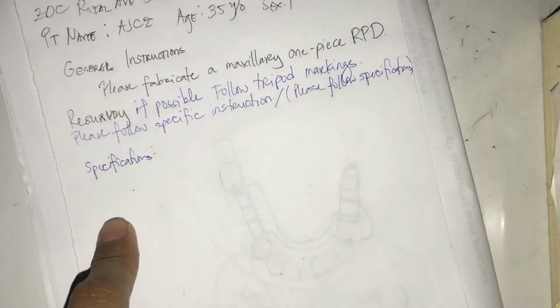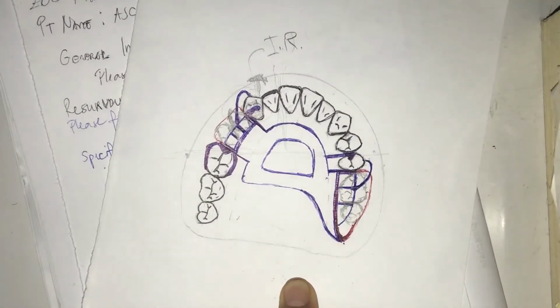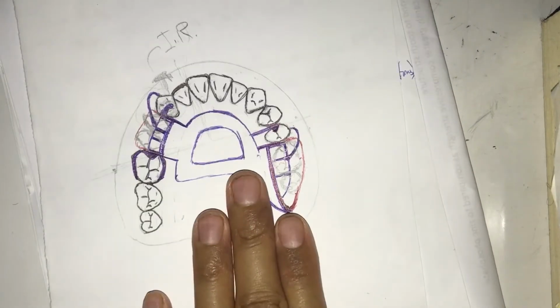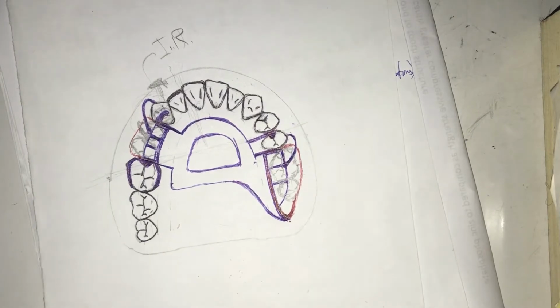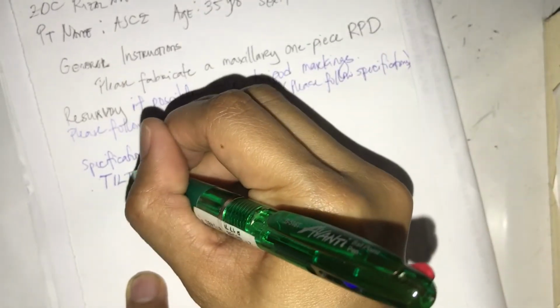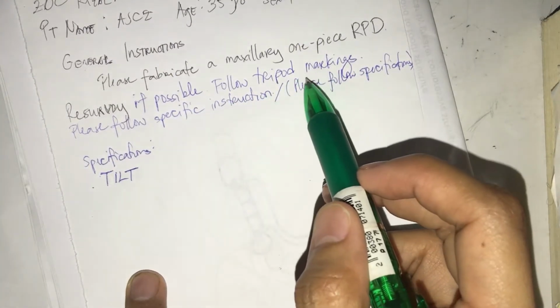For your specifications, these are specific instructions. What do I mean by specific instructions for our case? Of course, we have a lot of components, so you're going to arrange the specific details based on their importance. Number one is, of course, the tilt. Why do we need to write the tilt? For them to have a general sense of how they're going to follow the tripod markings.